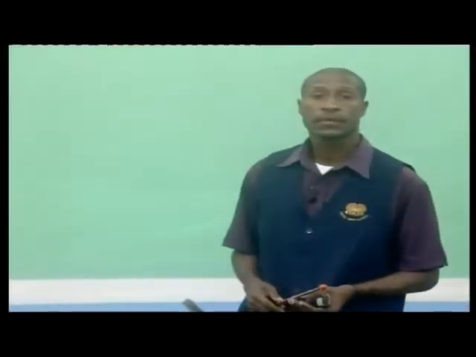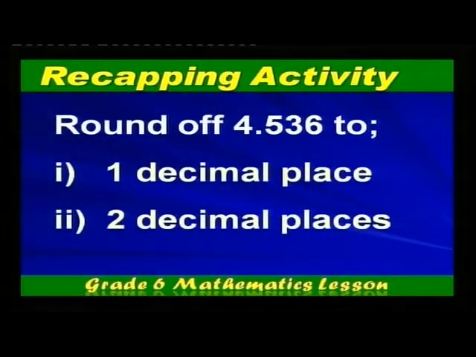Now, for a model class, Sam, I would like you to give the answer for exercise number one there. Round off that number 4.53621 to one decimal place. Sam, can you give us the answer for the first one? What is that number to one decimal place? 4.536.